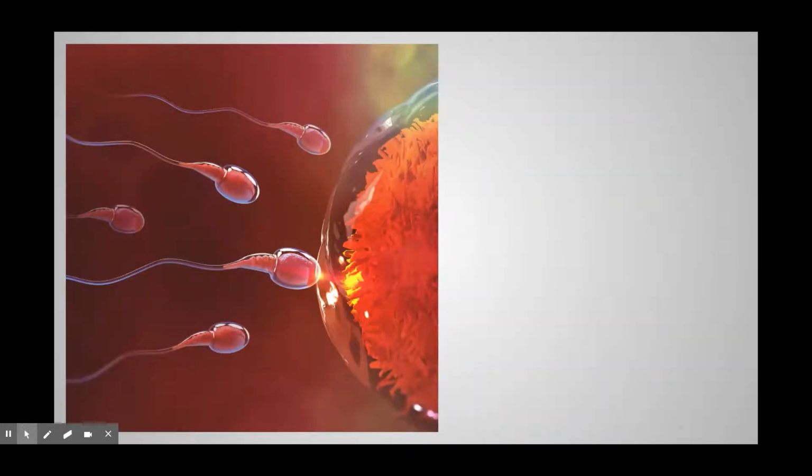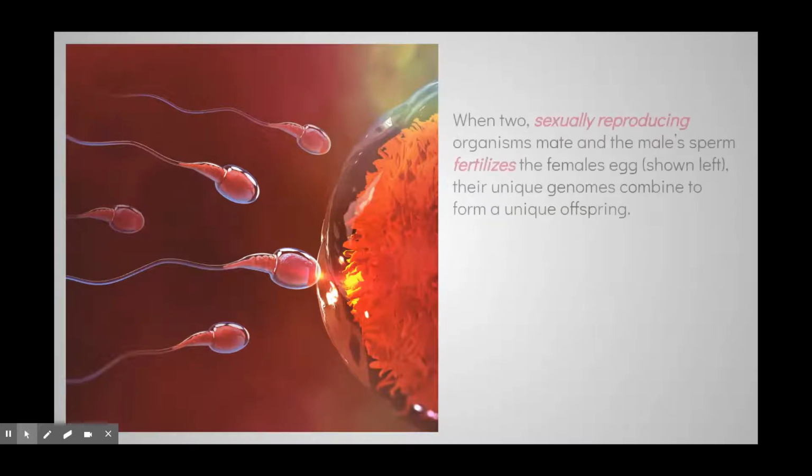So we should be pretty familiar with this image. You all have seen similar images in our biology course before. When we have two sexually reproducing organisms, they mate, the male sperm fertilizes the female's egg, as shown in this image on the left. Their unique genomes combine to form a unique offspring.